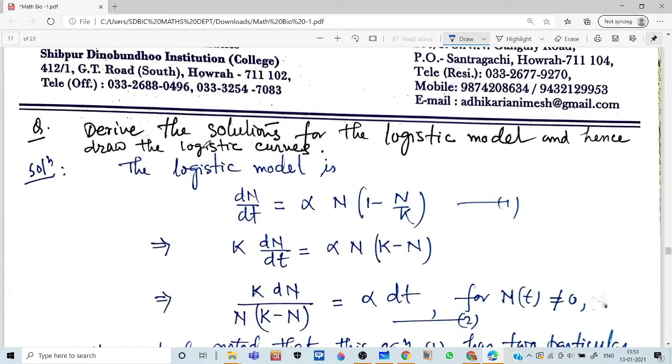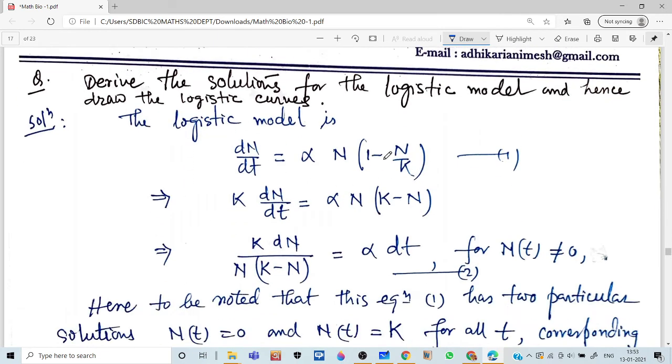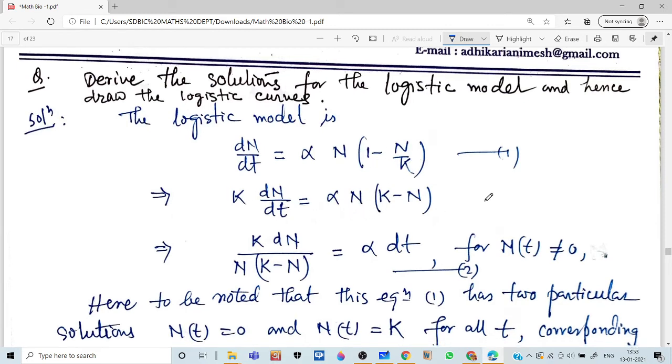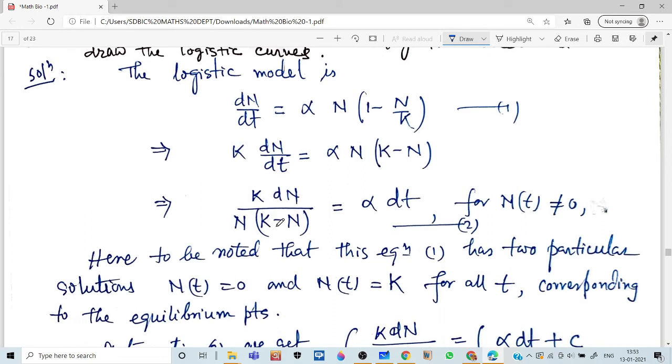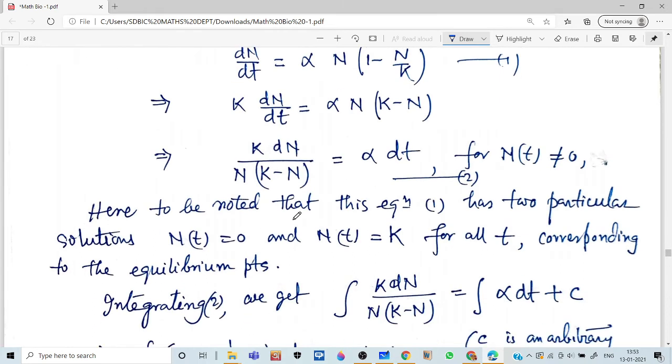Now derive the solution for the logistic model, and hence draw the logistic curves. The logistic model differential equation is dn/dt equal to alpha n times 1 minus n by k. After simplification we get k dn by n(k minus n) equal to alpha dt, and dividing on both sides by k, we get this result.